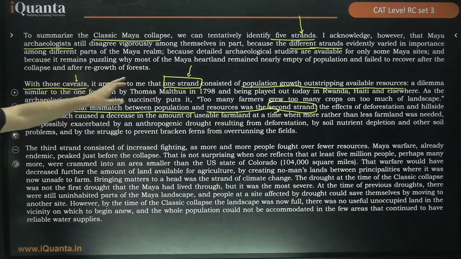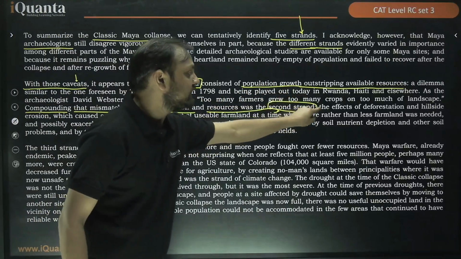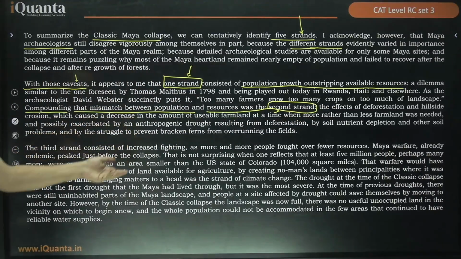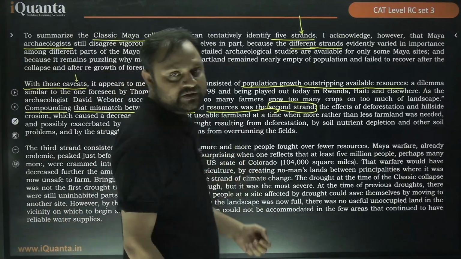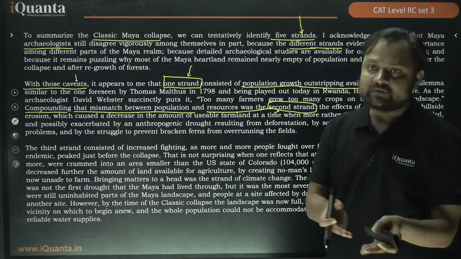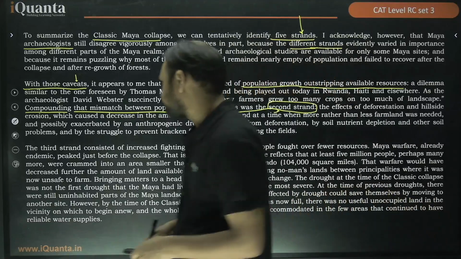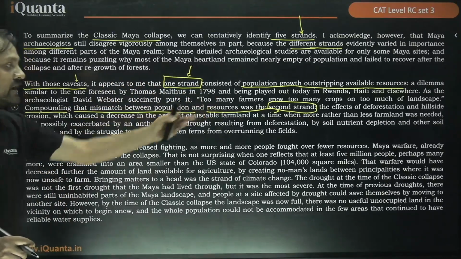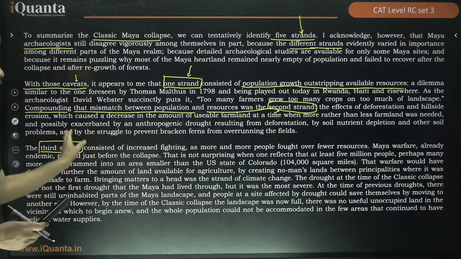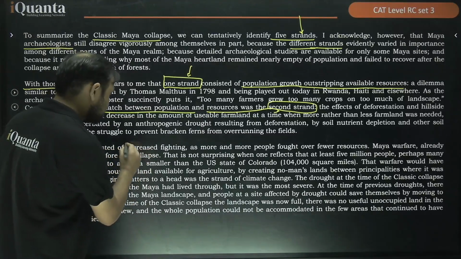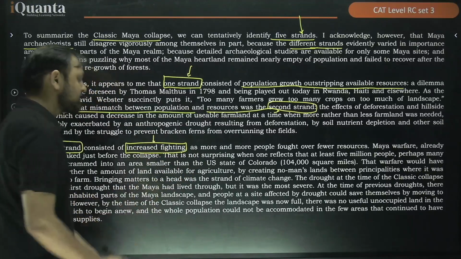Then he elaborates on this second strand: the effects of deforestation and hillside erosion, which caused a decrease in the amount of usable farmland at a time when more rather than less farmland was needed. So when more farmland was needed because of excessive population growth, they had less farmland available for agricultural purposes. Then he talks about the third strand, the third reason, and all these reasons are according to the author, and at different sites different reasons would prevail. The third strand consisted of increased fighting. So this was another reason that caused the collapse of this great civilization.